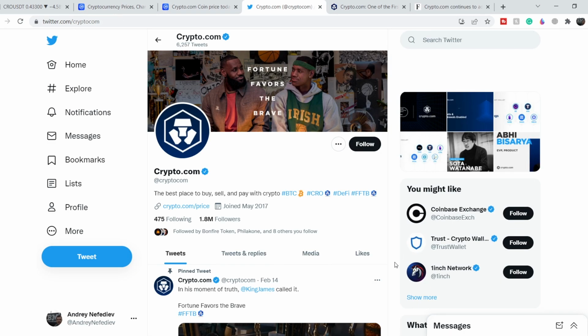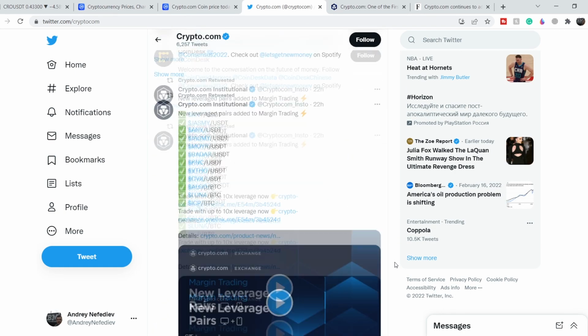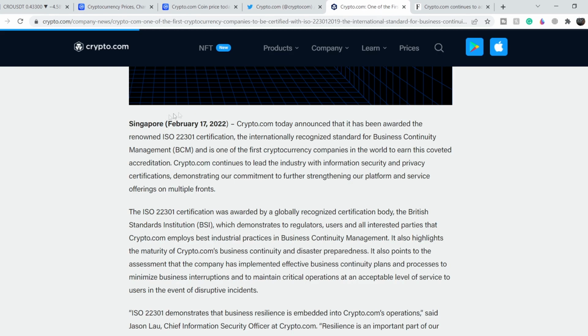On their official Twitter page, they have a lot of new tweets, but I want to draw your attention to only one of them. So, security first, on February 17th they posted this: Security first, crypto.com is now ISO 22301:2019 certified. One of the first cryptocurrency platforms to be certified, awarded by the British Standards Institution. And let me show you this news in detail.